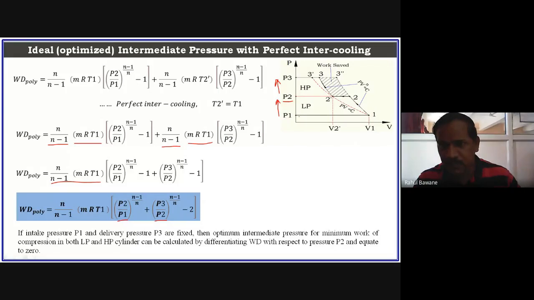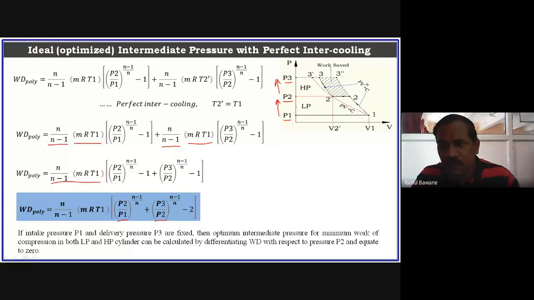Definitely our suction pressure will be P1, delivery pressure will be P3. But what is the intermediate pressure? The intermediate pressure should be such that in both the stages we can provide a minimum work requirement. I am not saying P2 must be the exact midpoint of P1 and P3. The arithmetic mean is not valid here. We have to decide the optimum pressure so that the minimum work is required in both the stages.